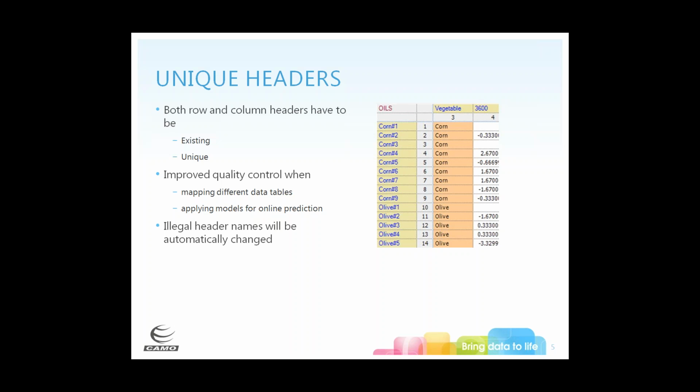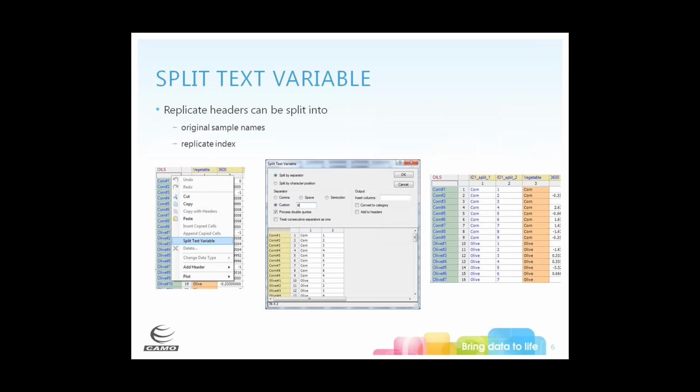So some of you might be concerned about how to maintain your old sample names if they are modified. There is a function which is quite simple to use, which was introduced in Service Pack 2014 for 10.3. Some of you might be familiar with it already. If you right-click on the column header, split text variable, you will get this dialog here, and you can split by separator and define a custom separator, which is a hashtag.